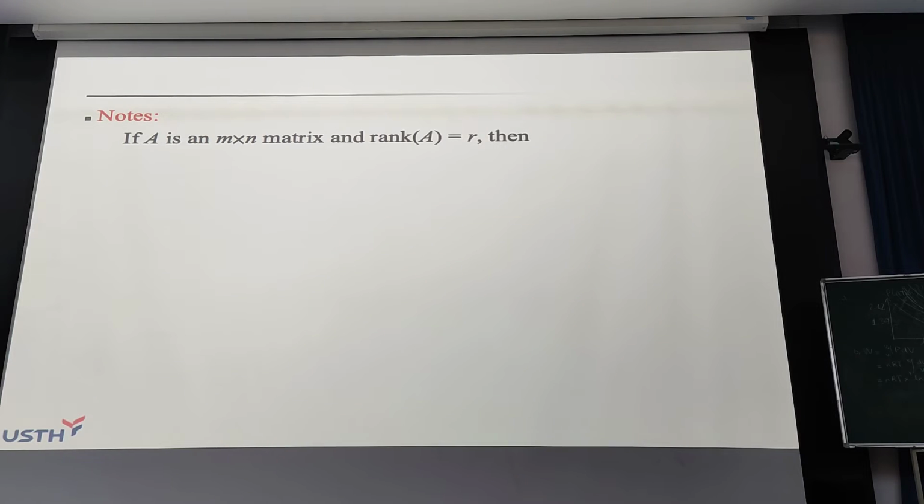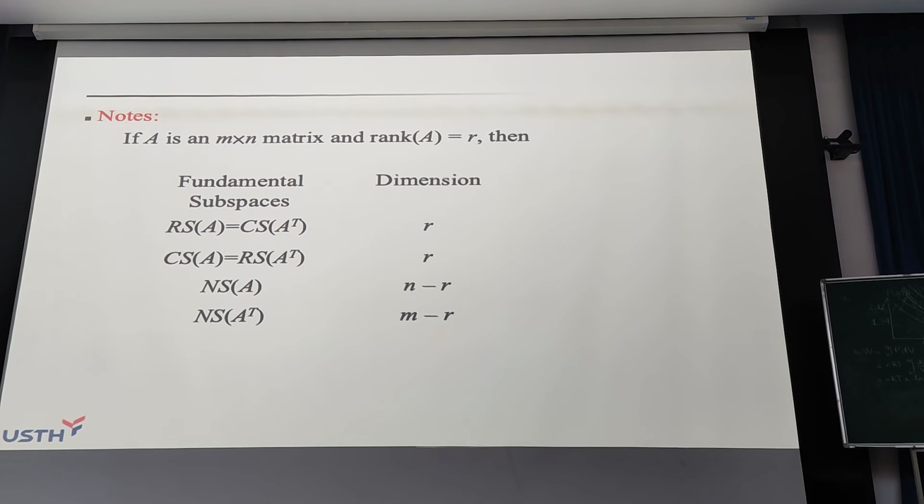Now, if A is an m by n matrix, and we know already that A has a rank, call it r, then we have the following. We have four fundamental subspaces, and those subspaces will have the following dimensions. The row space and the column space will have dimension r, because it is exactly the rank of A.